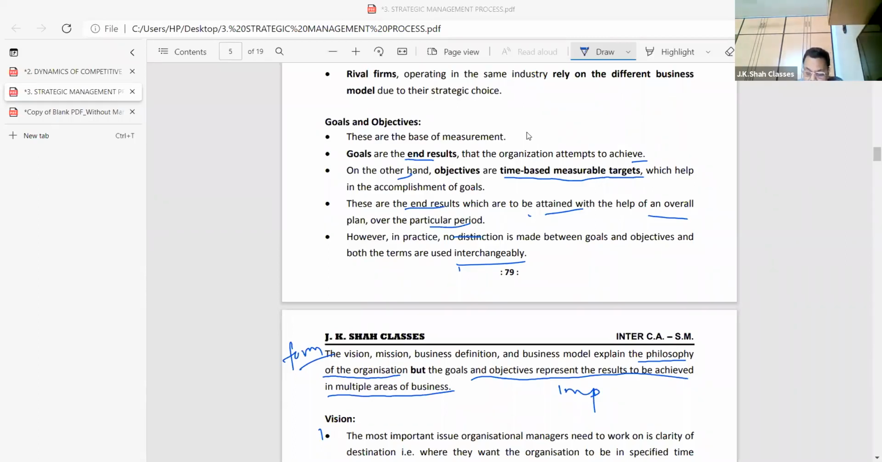The TOWS matrix is easy. Just read that today. You'll understand, beta.